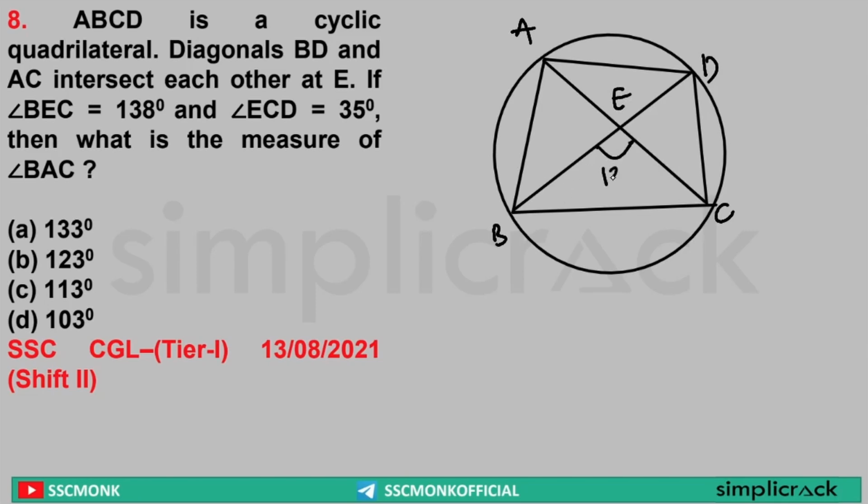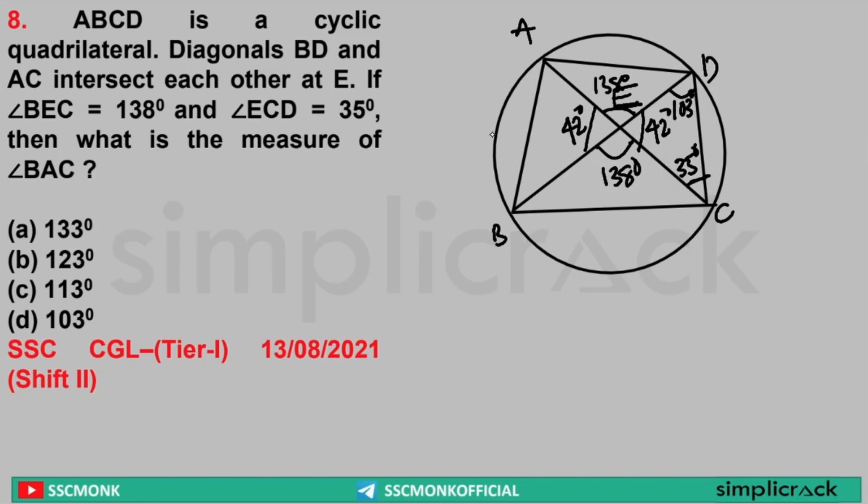BEC is equal to 138 degree, so AED is also 138 degree. ECD is 35. See, this is 138, so this will be 42 degree because this total is 180 degree. Now if this is 42 degree, it is asking about BAC. So this angle will be 42 degree. Now if this is 35 degree, this will be 42 plus 35, that is equal to 77. 180 minus 77 is equal to 103 degree.